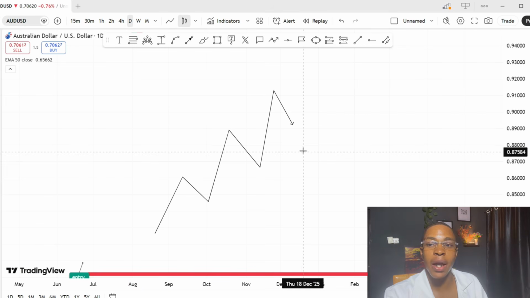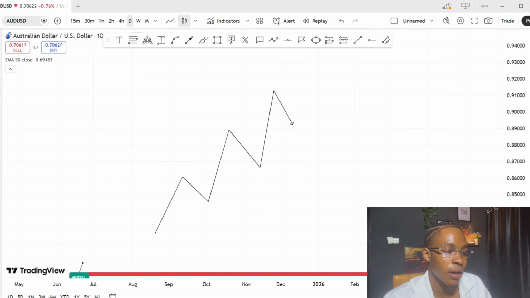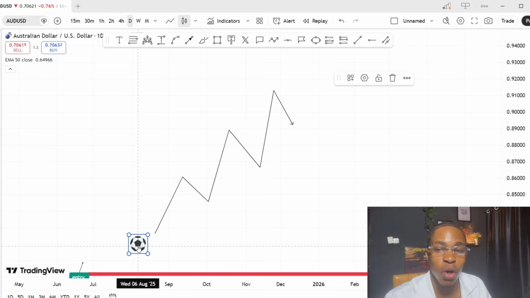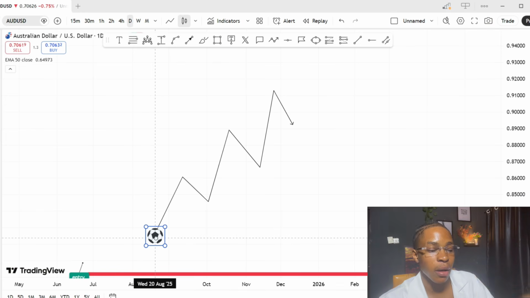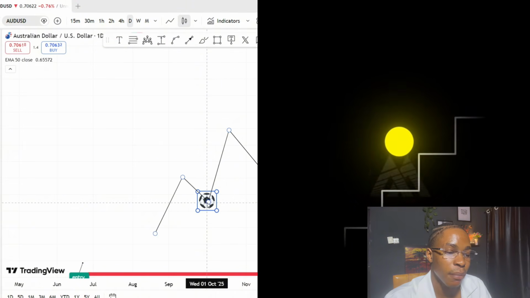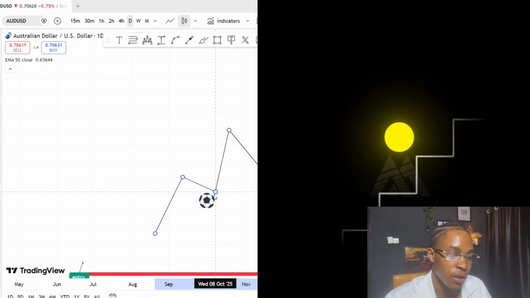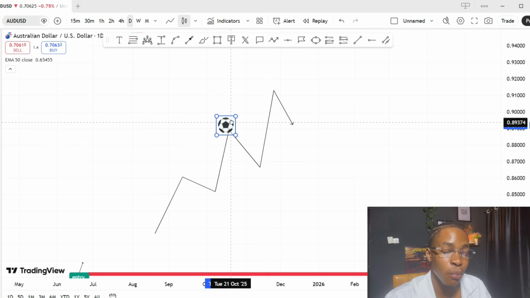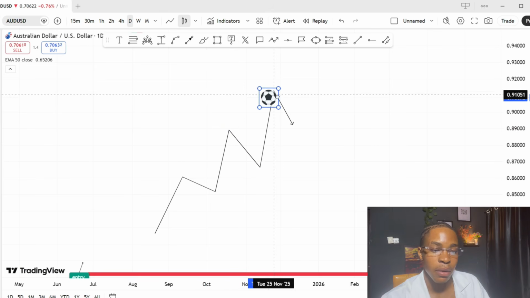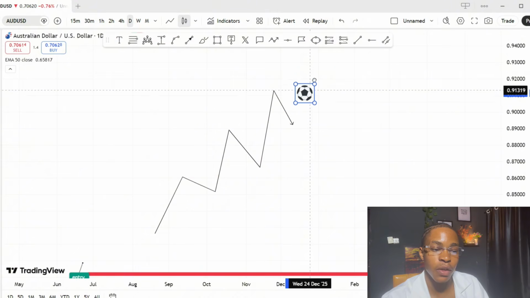So how I like to look at this uptrend is like a football, right? So if you look at a football, let's say for instance, the football is bouncing off the stairs while going up. It will bounce from one stair, fall down to the next, bounce off to the next stair, come back down, bounce off, come back down, right? And then bounce off and go back up, right?